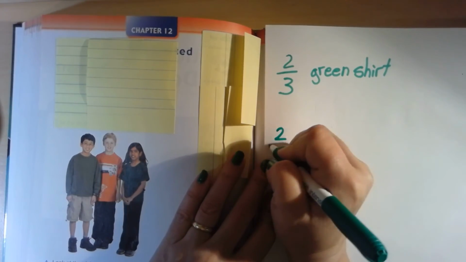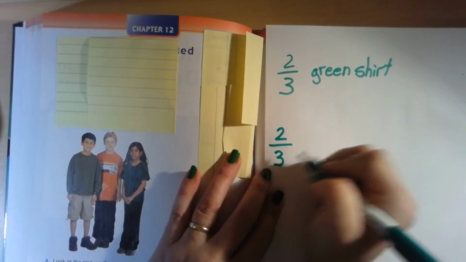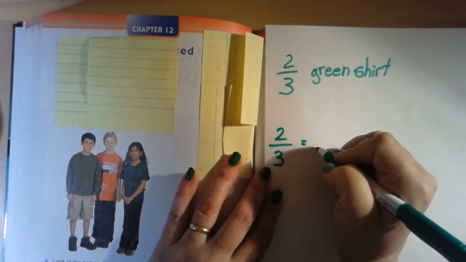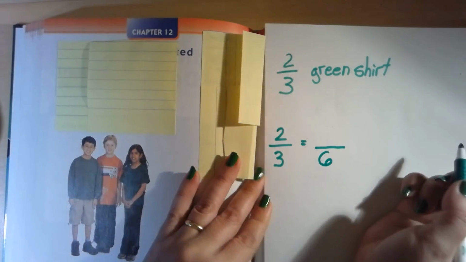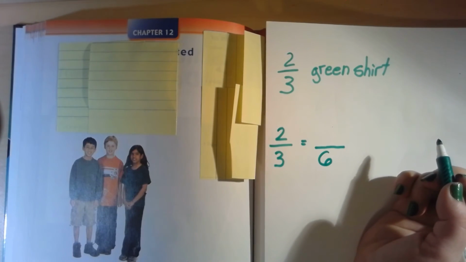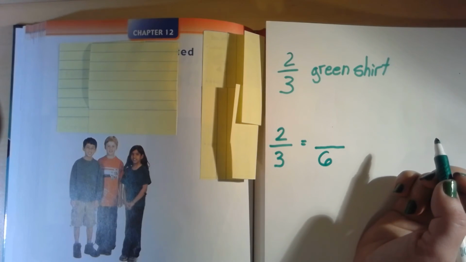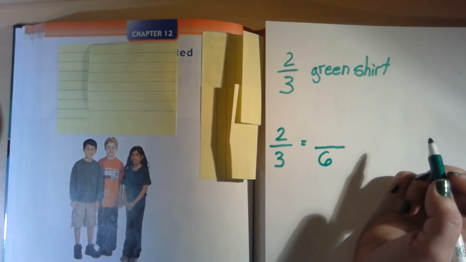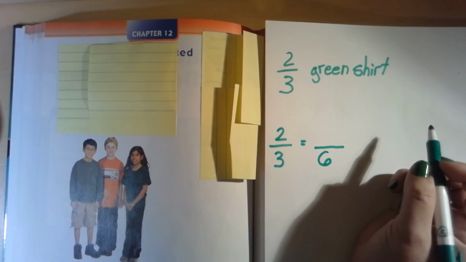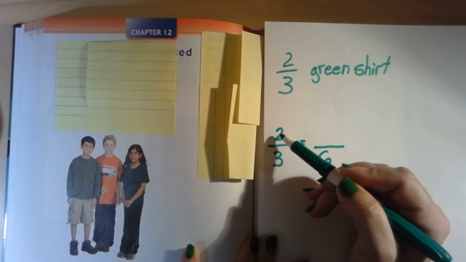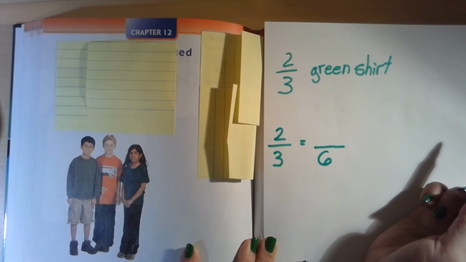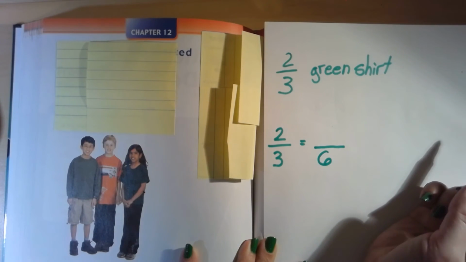So, 2/3 is the same as how many 6ths? What if they had a twin and their twins wore the same outfit or looked exactly like these 3 students here, these 3 kids? What would the equivalent fraction be of 2/3? Do you remember how we do this?